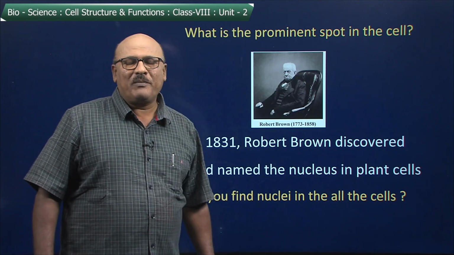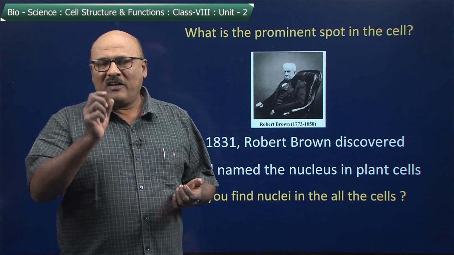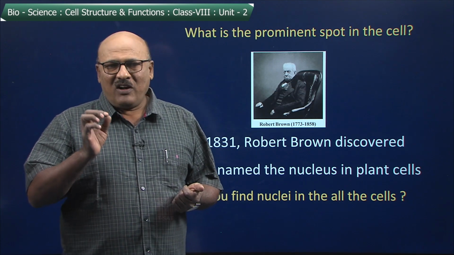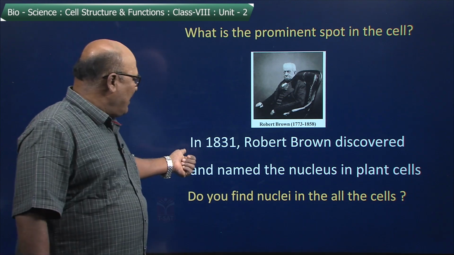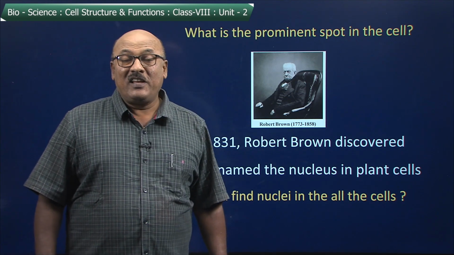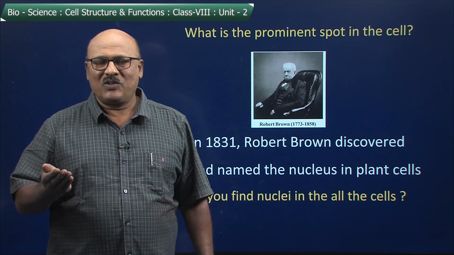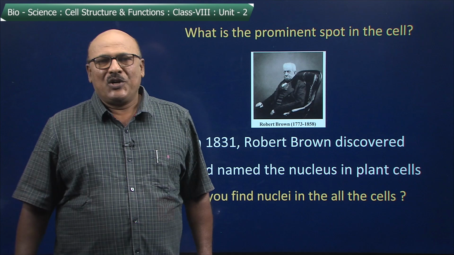What is a prominent spot in the cell? When we are observing the cells under a microscope, a dense spot in the cytoplasm is called the nucleus. In 1831, Robert Brown discovered the nucleus. He observed the epithelial cells of orchid leaves. So, he named it the nucleus.